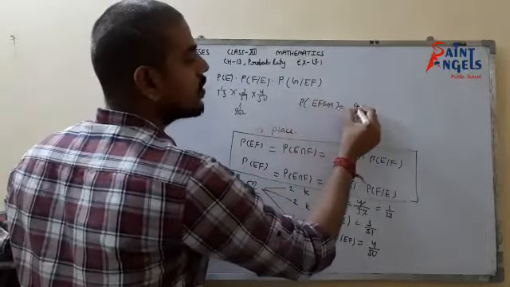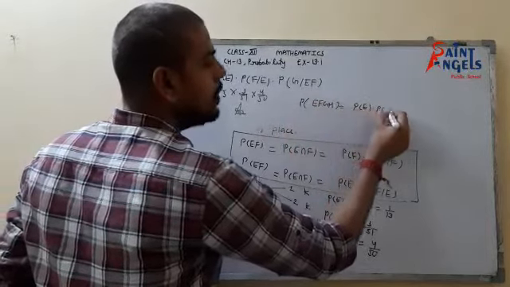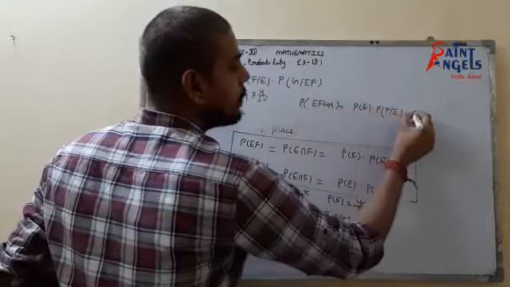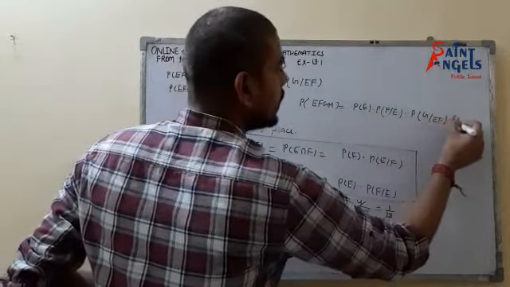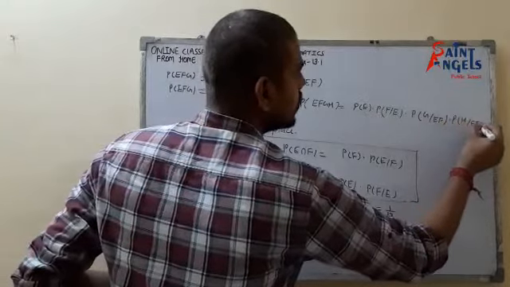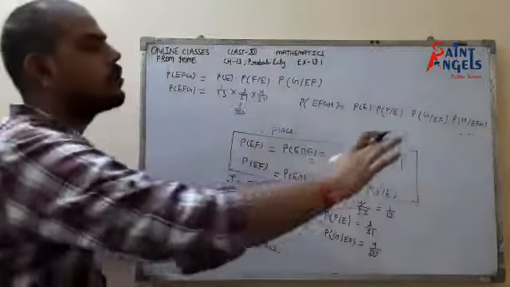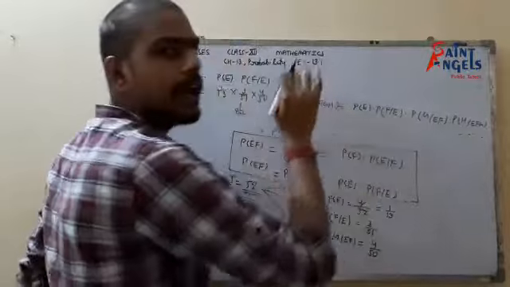Suppose if I have four events E, F, G, H, then the probability of E∩F∩G∩H would follow the pattern: P(E) dot P(F/E), then P(G/E∩F), then P(H/E∩F∩G). You can extend this formula for n number of events.